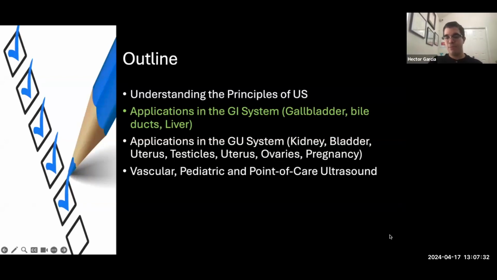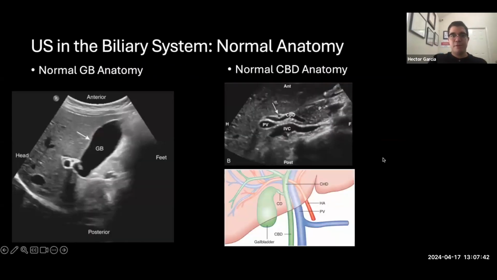And this is where I'm going to really combine it with a lot of Step 1 and Step 2. That was my goal here. So the first one that we're going to go over is everything about the biliary tree. So let's just get the normal anatomy down.